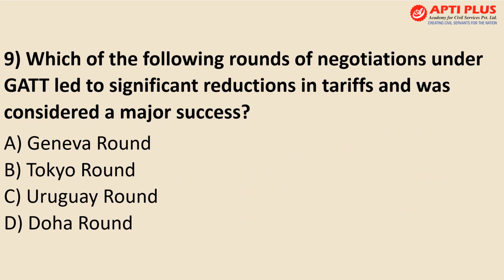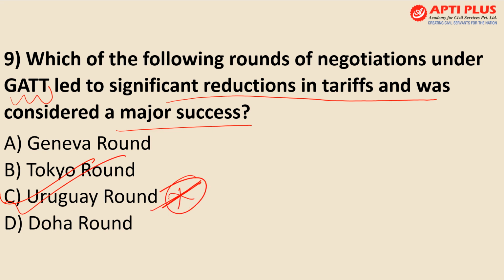Moving on, which of the following rounds of negotiation under GATT, that is General Agreement on Trade, led to significant reduction in tariff and was considered a major success? Your answer is C, Uruguay round. This is factual and we have to remember it has been asked earlier with respect to WTO.